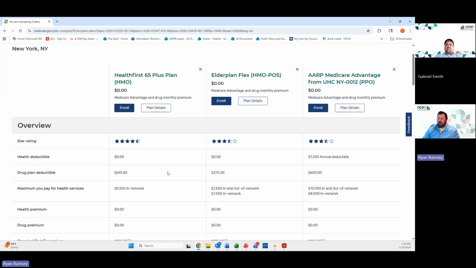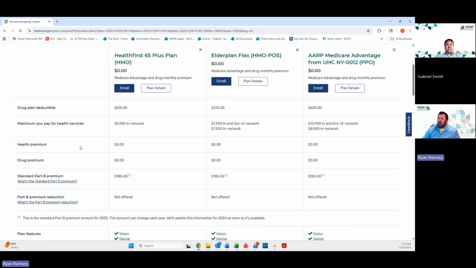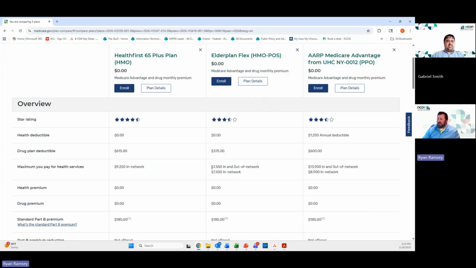A drug plan deductible, $615, which is the maximum for next year under Health First, $375 under Elder Plan, $600 under AARP. What's the maximum that I would pay out of pocket for health services? $9,250 in network. Elder Plan Flex, that's $7,550 in and out of network.